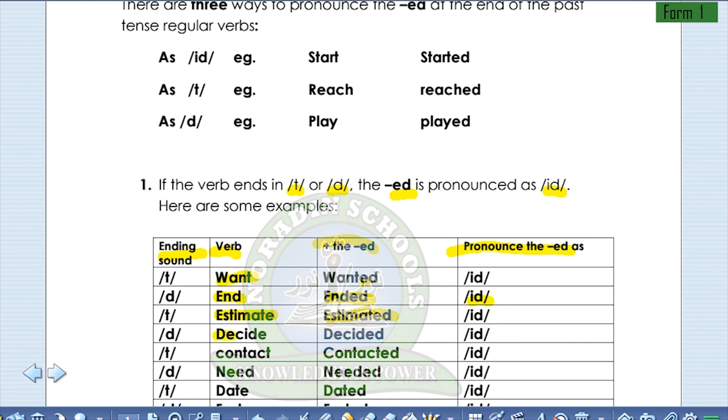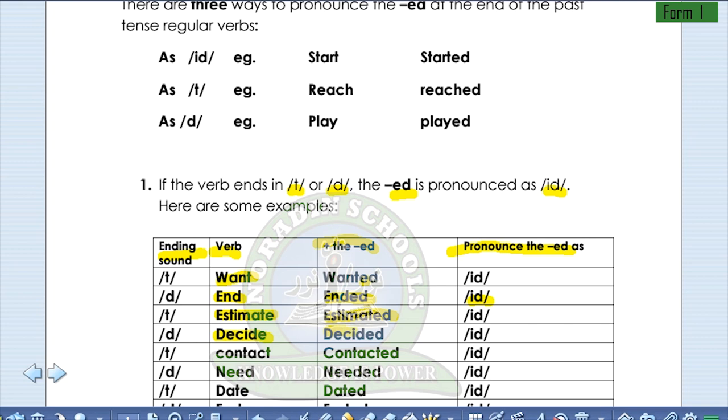First, decide. Though we have an E at the end of this word, this E is silent, it is not pronounced, but the word has a final D sound. So it's pronounced as decided. We add ED. Contact. This verb has a T sound at the end. So to pronounce it, it is contacted. We add id at the end. Need has a D sound at the end. Need, needed. We add id as the word has a D sound at the end.